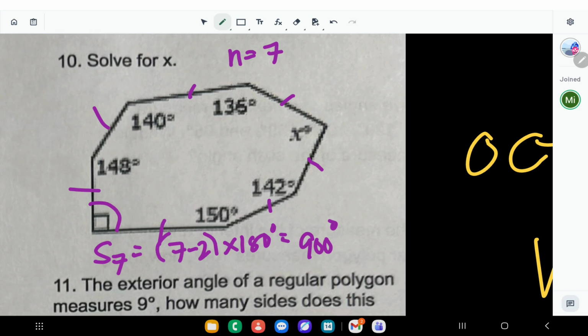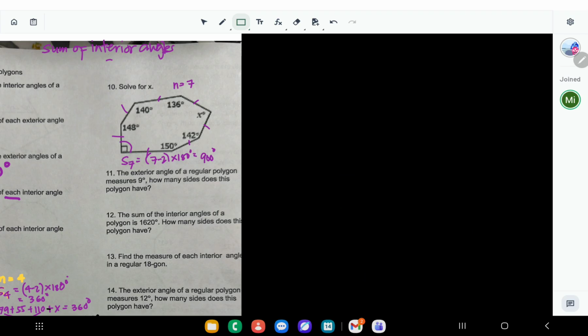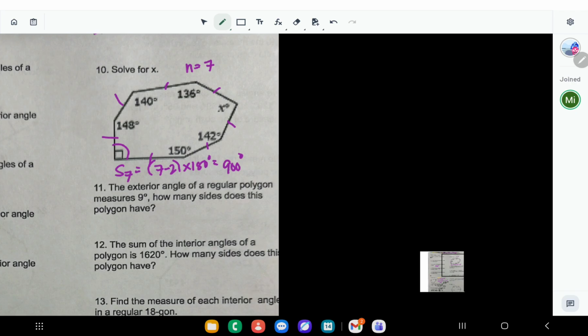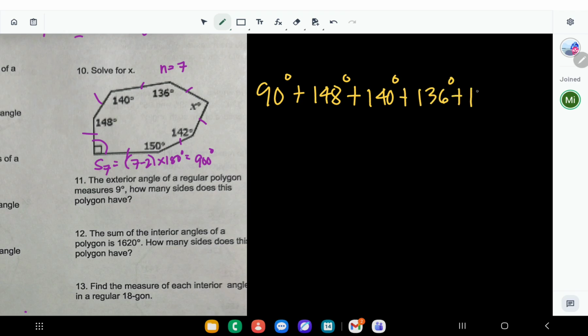All right, then find the value of x here. This is given as a right angle, so that is equal to 90 degrees. So we add up everything. That is 90 degrees plus 148 plus 140 plus 136 plus 142 plus 150 plus x equals 900, right?